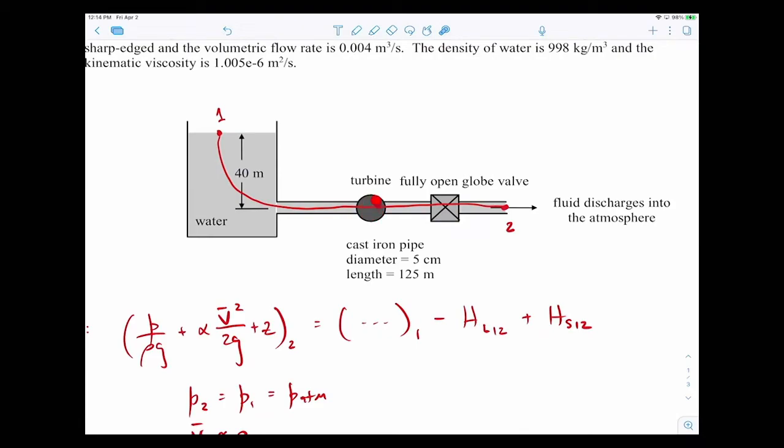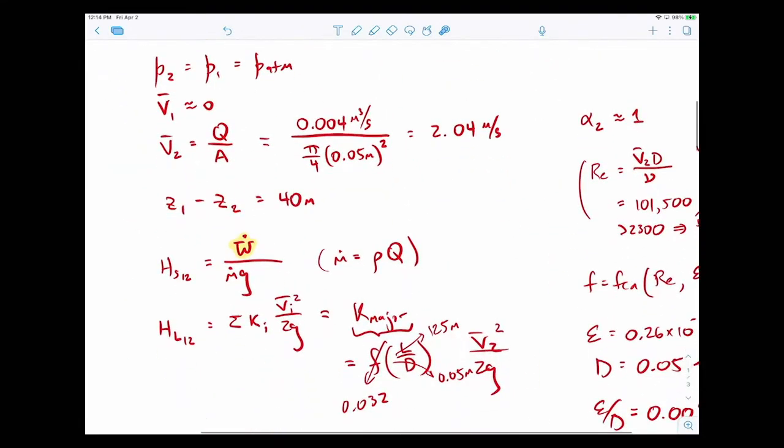The turbine doesn't present a minor head loss because any losses it has show up by decreasing the power you get out of it. It's kind of like the power you get out is the ideal power minus whatever losses you have. So all those losses associated with the turbine have already been lumped into that quantity.